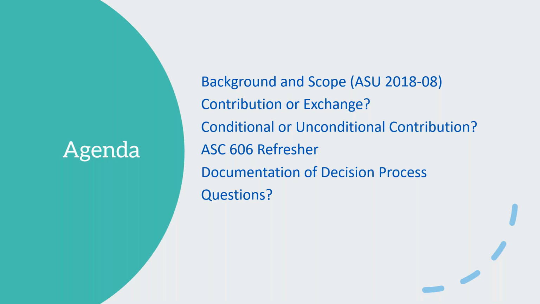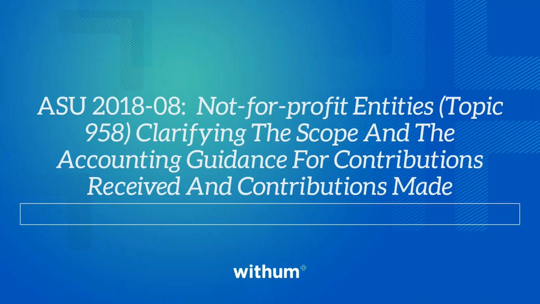And with that, we can go on to today's agenda. What we're going to talk about is the background and scope of Accounting Standards Update 2018-08, which deals with contributions received and contributions made. We're going to help you distinguish between contribution and exchange transactions. And we're also going to help you distinguish between conditional and unconditional contributions. And then Peggy's going to take over and walk us through a Topic 606 refresher, revenues from contracts with customers. And yes, not-for-profits can have customers. We're going to talk a bit about the documentation of your decision process. And then hopefully we'll have some time for some questions at the end. So with that, let's get started.